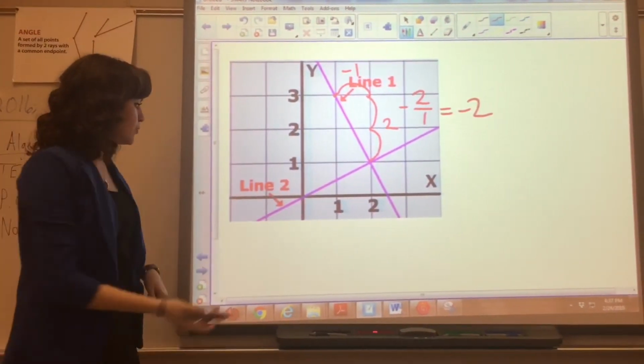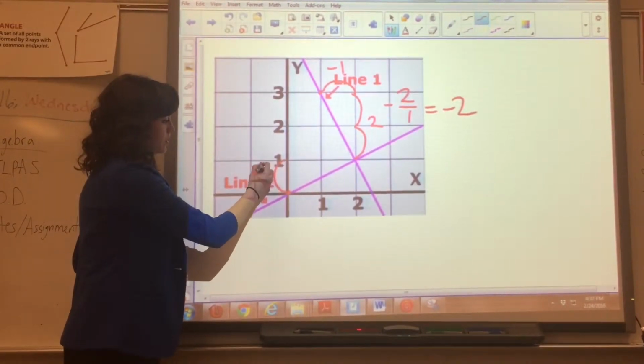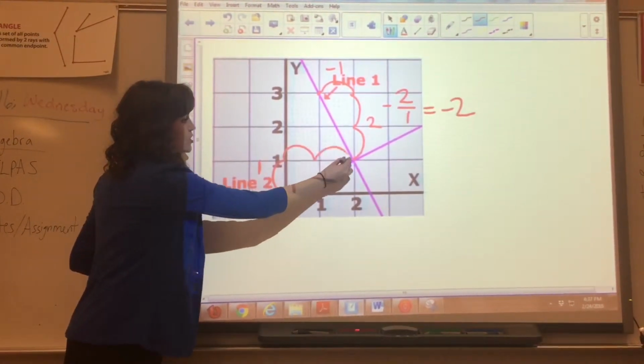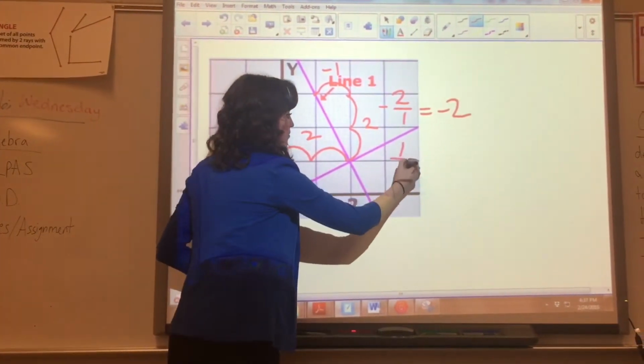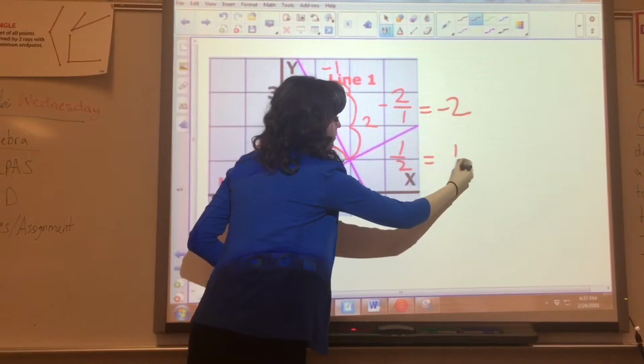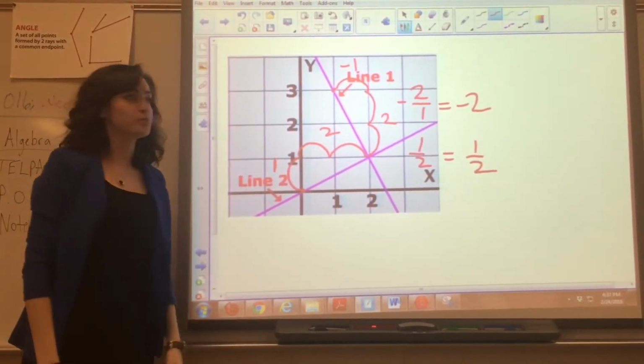Now for line 2, we get another point here, and we go up 1, it's rising 1, and we're running 2. Both of these are positive, rise over run, 1/2. So we have our negative 2 and our 1/2 as our slopes.